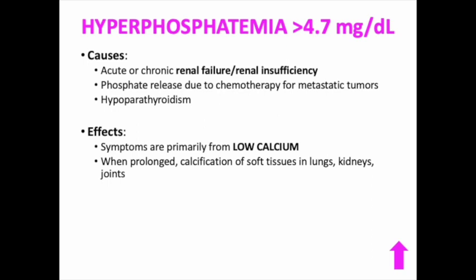With hyperphosphatemia, anything over 4.7, we might see calcification of soft tissues in the lungs, kidneys, or joints, which means that there's low calcium, because if there's too much phosphate, there's low calcium. We might see this with acute or chronic renal failure or insufficiency. We might see this if phosphate is released due to chemotherapy for metastatic tumors, or if we have hypoparathyroidism.